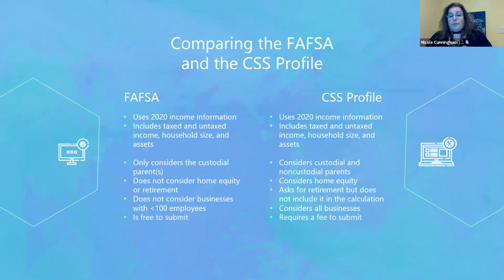Another big difference between the FAFSA and the CSS profile is that the FAFSA is free to submit, hence the name, Free Application for Federal Student Aid. With regards to the CSS profile, there is an application fee to the student and family when you're submitting that application. For the first school that you indicate on the CSS profile, the College Board will charge you $25. For each additional school that you add to the CSS profile, they are going to charge you an additional $16 per school.